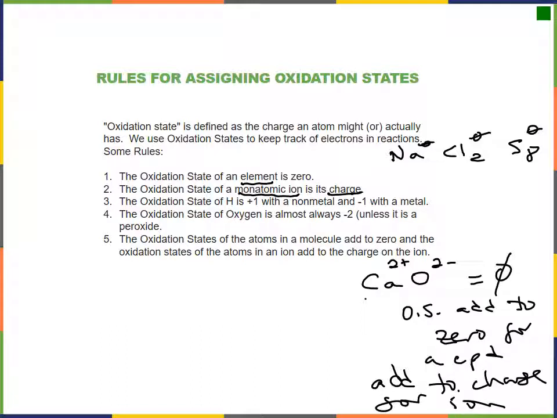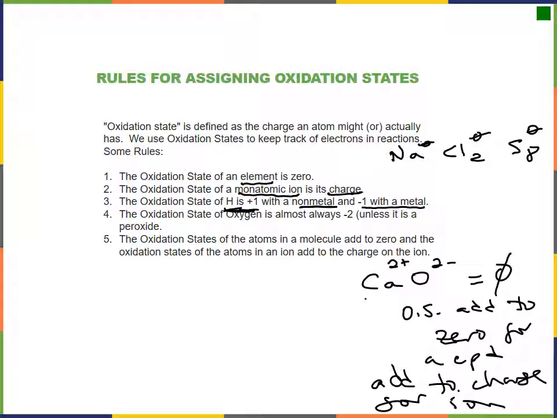Okay, we'll do that in a moment. Now, there's a couple else that matter, and really not many after that. If we have hydrogen with a nonmetal, it is always going to be +1, and hydrogen with a metal is -1. That also comes out of rule 2 with the monatomic ions.